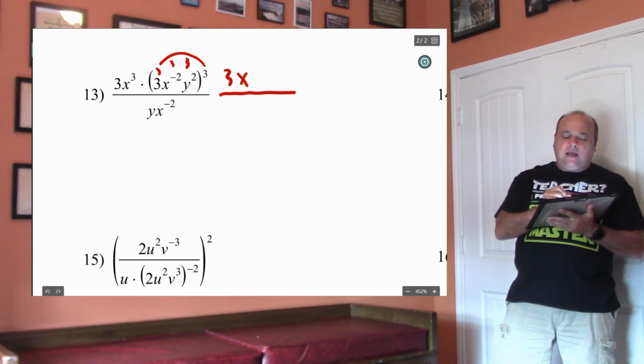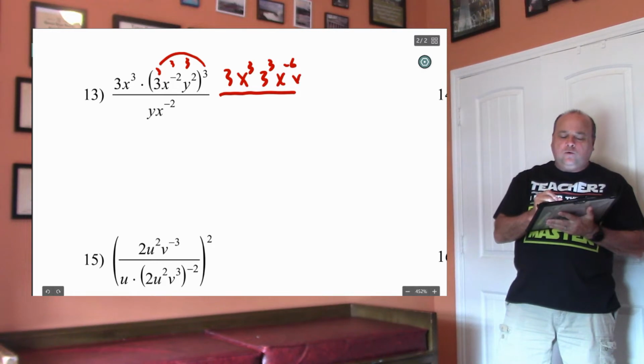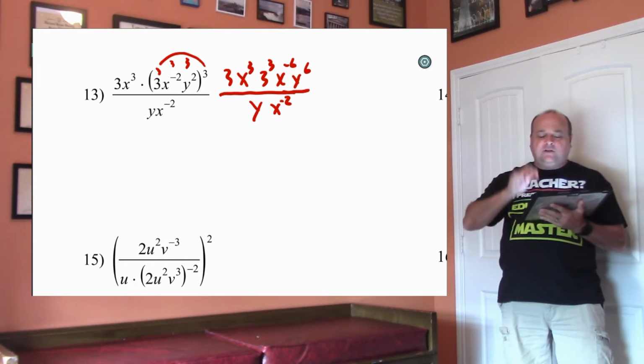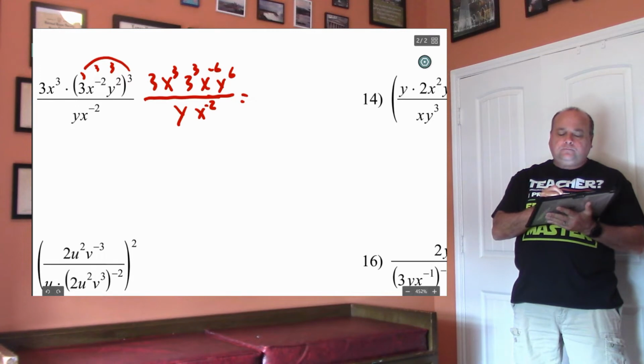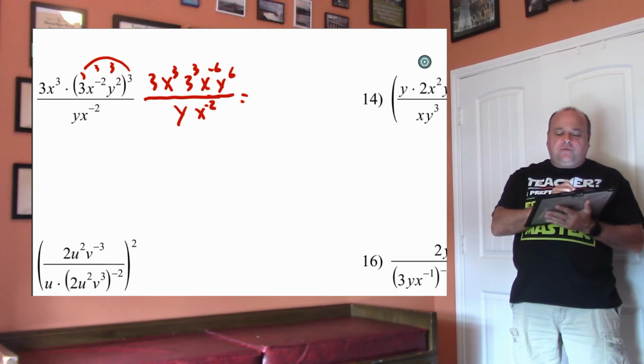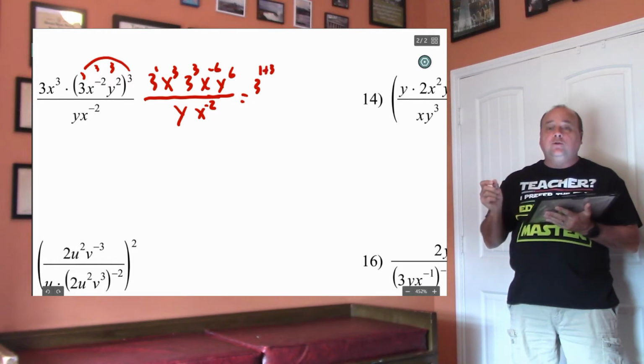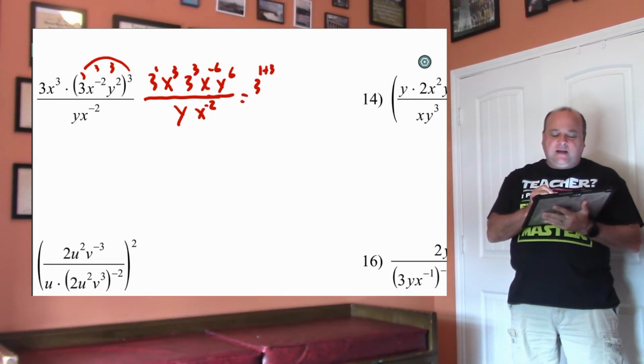So we have 3x cubed, and then 3 to the 3rd, x to the negative 6, y to the 6, over y, x to the negative 2. Now then, let's go through and group. Okay, I'm going to have 3. This is a 1, so I'm going to end up with 3. 1 plus 3 is 4. And I'm just going to do this. Then I'm going to have an x.